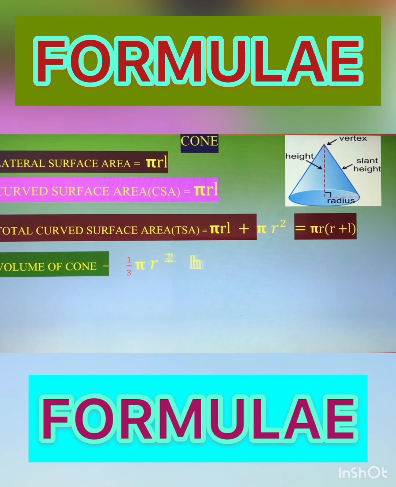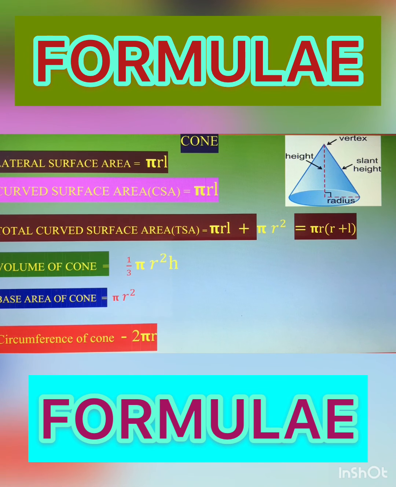Now the volume of cone is 1/3 of the volume of cylinder. Because volume of cylinder is pi r square h, so the volume of cone is 1/3 pi r square h. After that, moving to the next, base area of the cone is pi r square, and then circumference of the cone is the same, that is 2 pi r.